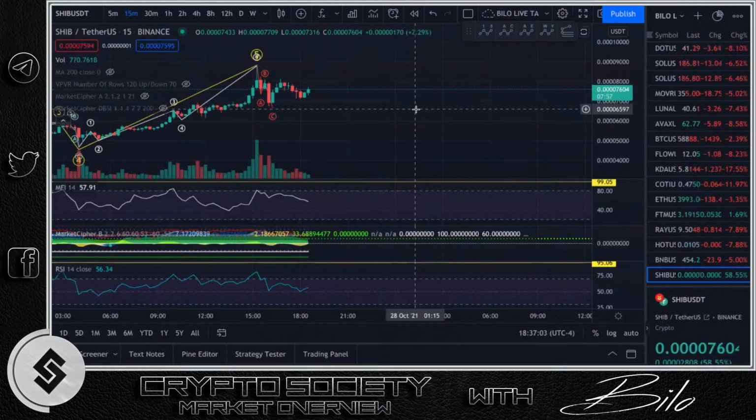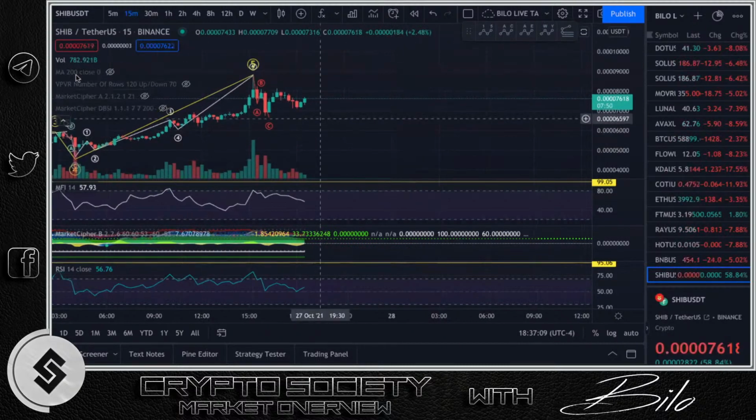The current candle on the hourly on Bitcoin is actually green at the moment. So that might be why we're seeing a little bit of positive action on some other coins.